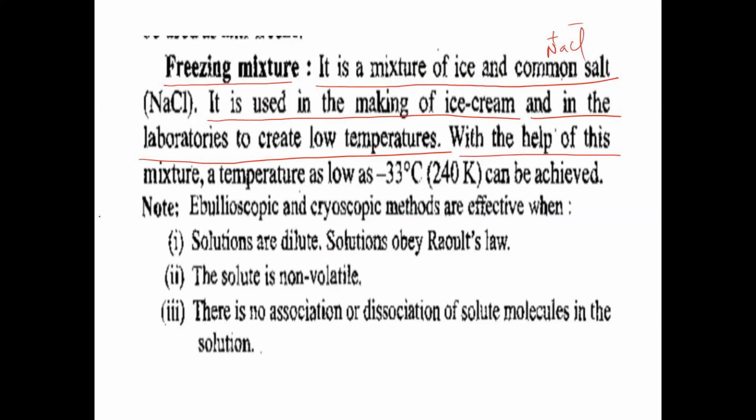With the help of this freezing mixture, a temperature as low as minus 33 degrees Celsius can be achieved. Minus 33 degrees Celsius means how many Kelvin? Minus 33 plus 273, that is 240 Kelvin. So up to 240 Kelvin, that is up to minus 33 degrees Celsius, can be achieved by using the ice and common salt mixture.